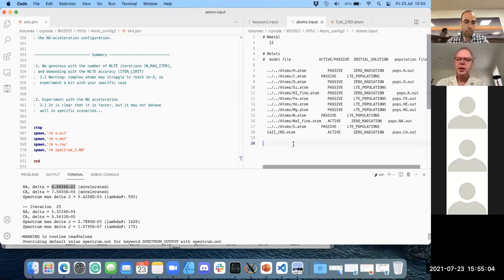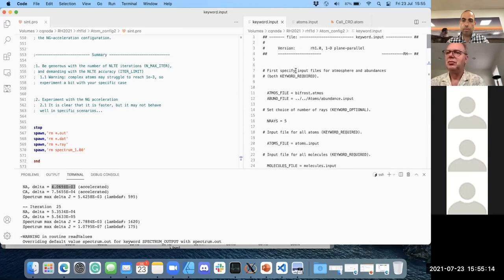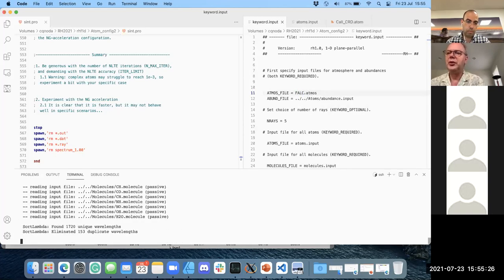Okay, and of course, this is all for a fairly well-behaved atmosphere like the FAL C. It would be different, right? No. Right now I'm using a BIFROST simulation. So this is an example from a 3D MHD simulation, and it's working well. So if I put FAL C here, it should be a bit faster. 82.